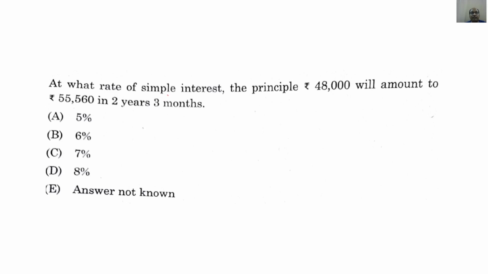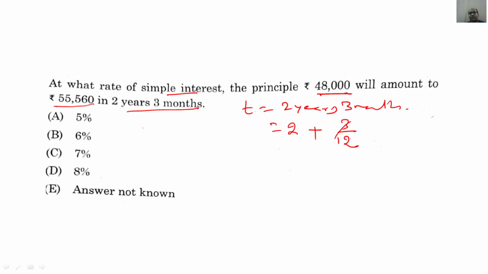At what rate of simple interest the principal 48,000 will amount to 55,560 in 2 years 3 months? So time is given, 2 years and 3 months. So 2 years is okay, plus 3 months means 3 by 12 year, which is 1 by 4. So 2 plus 1 by 4, so it is 9 by 4. So 9 by 4 years time.